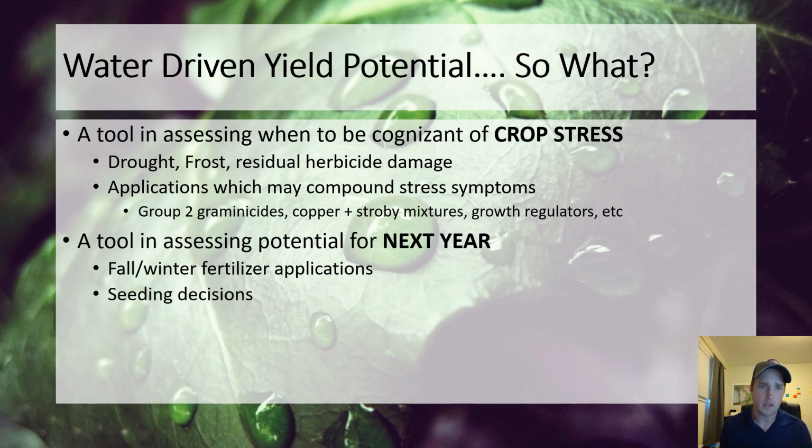And like I just talked about, a tool in assessing potential for next year. So, are there fall or winter fertilizer applications? If there's next to no moisture left in that ground going into next year, does that impact decisions on fertilizer applications in the fall or winter season? Seeding decisions, right? Does that infer a canola or a wheat decision, or hey, there's no moisture left, this is a good field to put a pulse crop on.